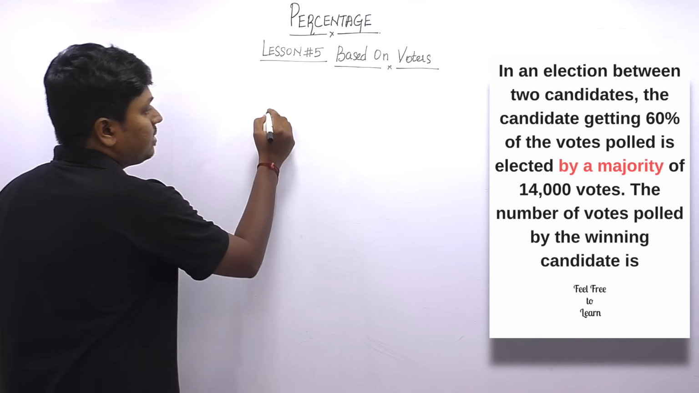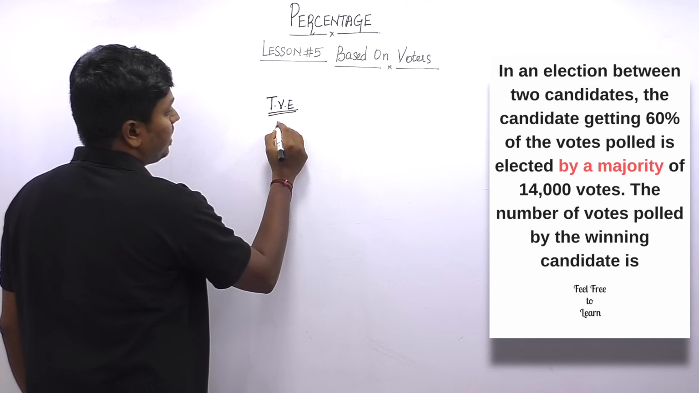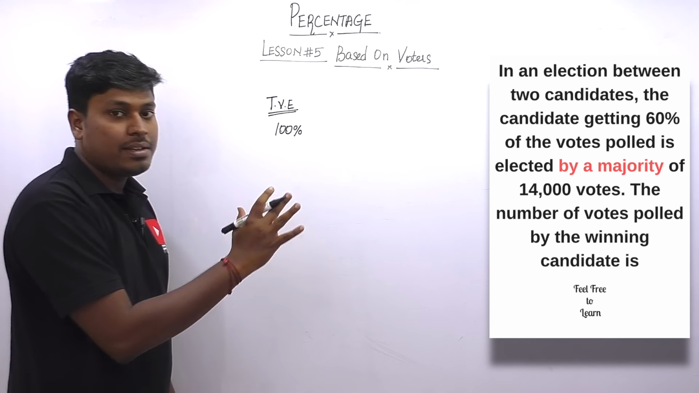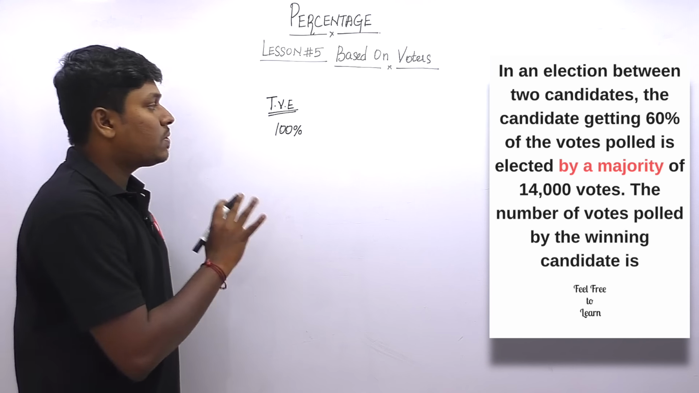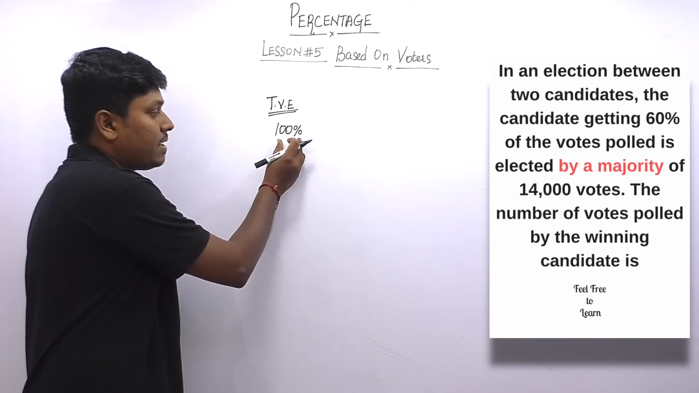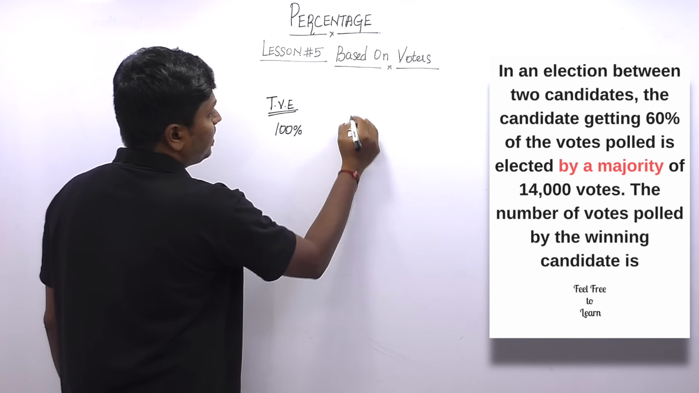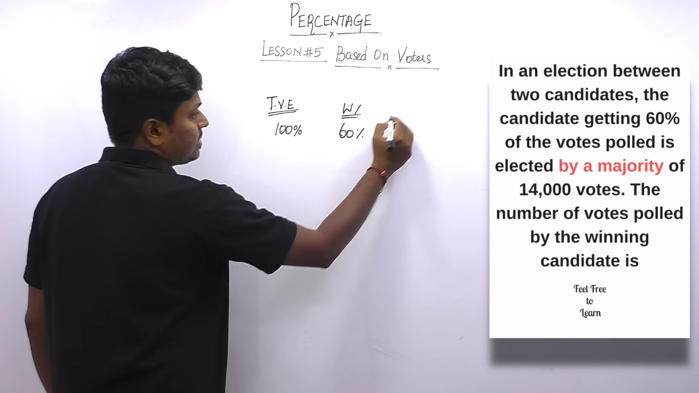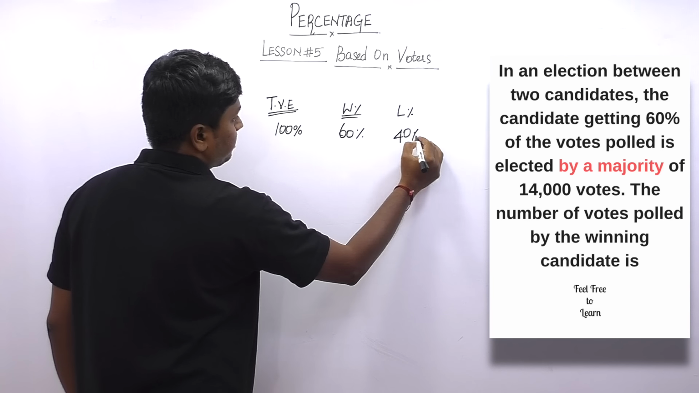So where the total votes enrolled will be 100%. We always remember that while solving this question, we need to keep a base value of 100% as the total number of votes enrolled. And here one candidate got 60%, and definitely we can say that he will be the winner, right? So the winner got 60%, then the loser percentage will be the remaining 40%.